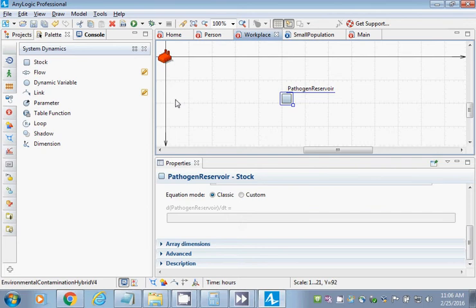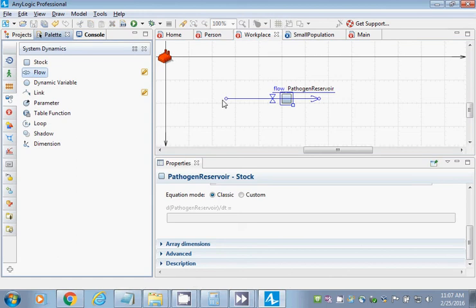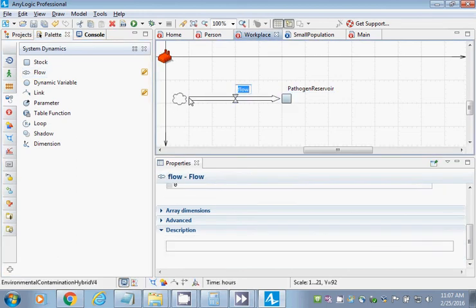Okay. So, ladies and gentlemen, we're going to now have two flows, one into the pathogen reservoir and one out of the pathogen reservoir. So I'd like to have an inflow to the pathogen reservoir here called shed pathogen, and an outflow called pathogen inactivation.